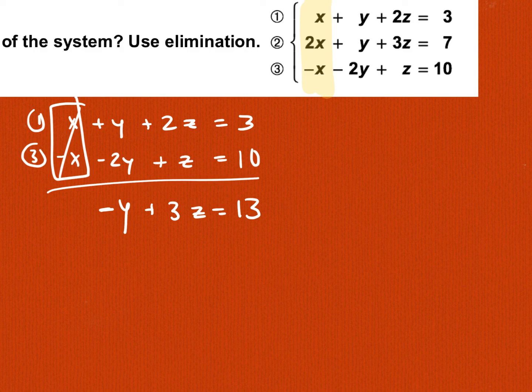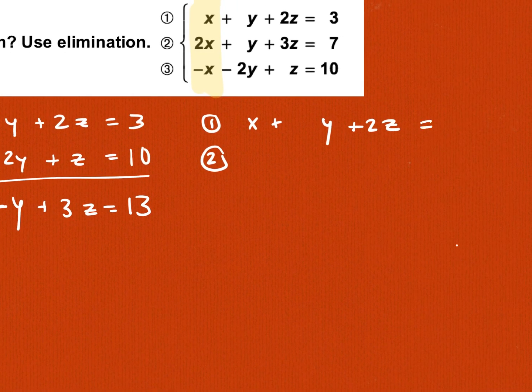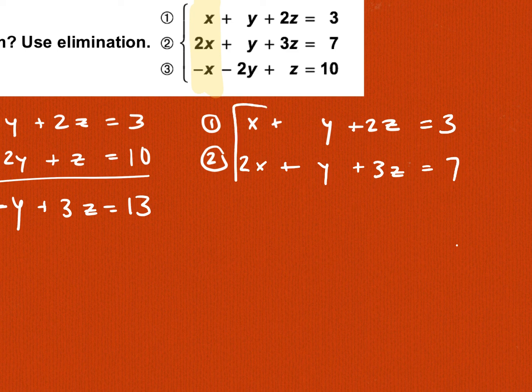So now I want to do the same thing and cancel out my x's again. I just can't pick the same 2 equations. So which 2 equations should I pick now? I could do the first and the second. That works. So I have x plus y plus 2z is equal to 3. And the second is 2x plus y plus 3z is equal to 7. Since I canceled out my x's the first time, I have to cancel out my x's again. Do they cancel out right away here?